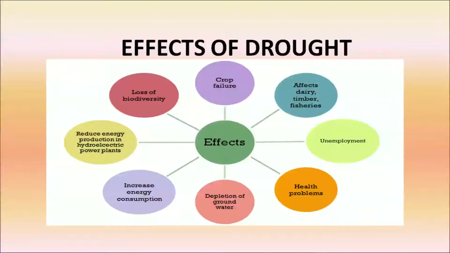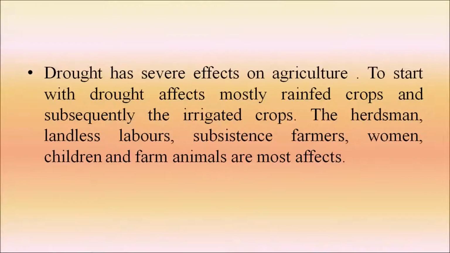Now we come to the effects of droughts. Droughts have severe effects on agriculture. To start with, droughts affect mostly rain-fed crops and subsequently the irrigated crops. The herdsmen, landless laborers, subsistence farmers, women, children and farm animals are more affected.